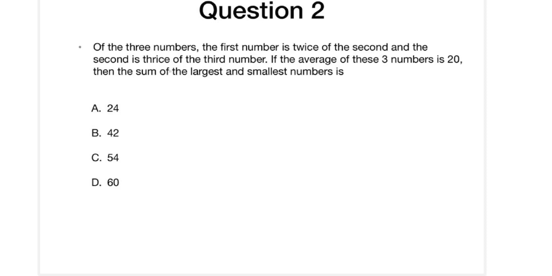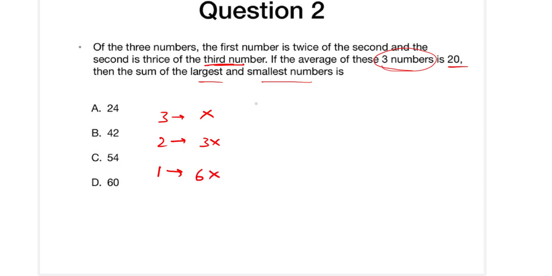So the question they ask is, of the three numbers, the first is twice of the second, and the second is thrice of the third number. If the average of three numbers is 20, then the sum of the largest and the smallest numbers is. So whenever they give this sort of questions, try to take from the last one. Okay. Let the third number be x. Second is thrice of the third number, so it's going to be 3x. And the first number is twice the second, which is going to be 6x, right?